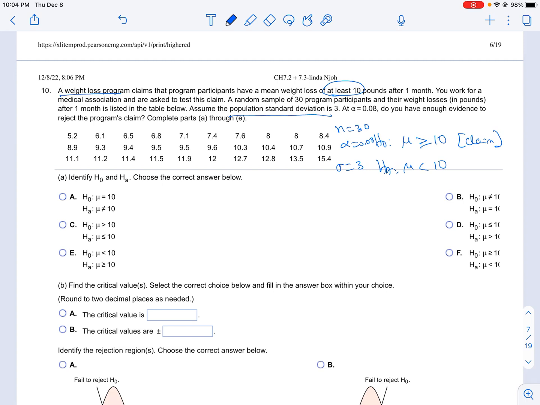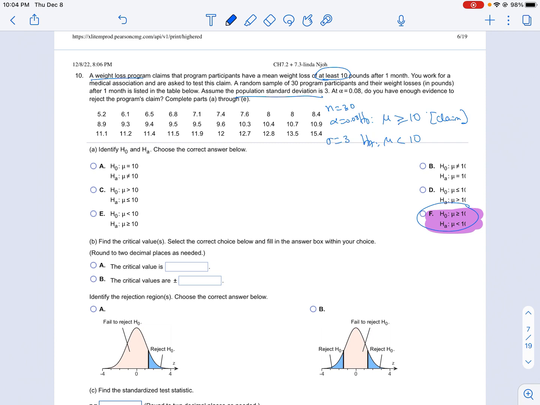All right, so just checking really quickly. Just making sure I didn't make a mistake. All right, so my data is in. So this is what I have. It's a less than. So this is the choice, it's F.